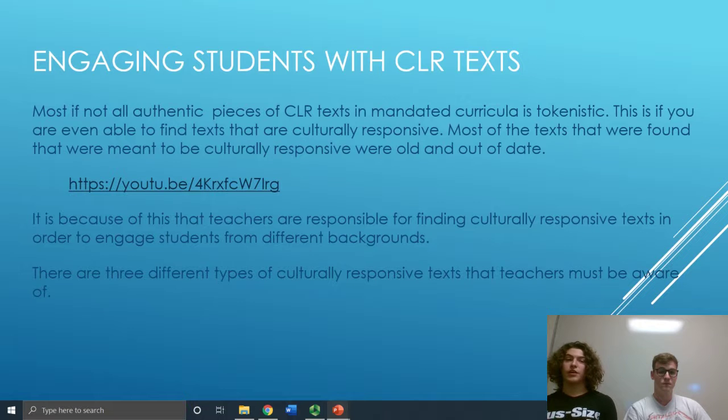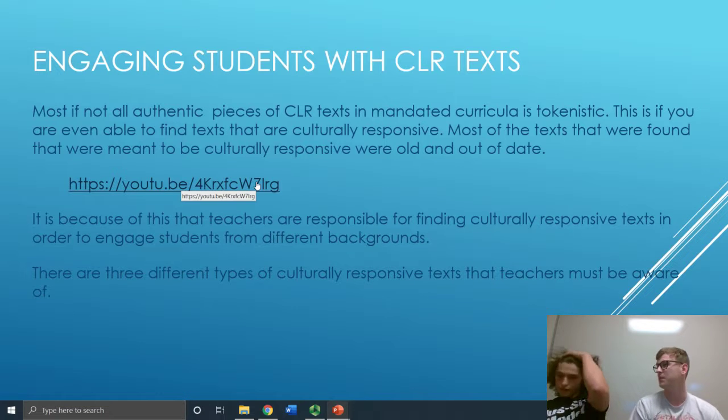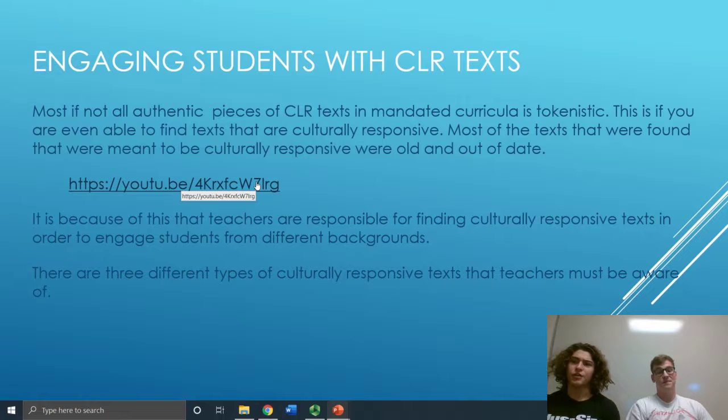Engaging students with CLR text. So most, if not all, pieces of CLR text in mandated curricula are tokenistic. This is if you are even able to find texts that are culturally responsive. Most of the texts that were found, like that were said in the chapter, that were meant to be culturally responsive were old and out of date. So real quick, just so you guys have a perspective, those texts were like from the 50s and 40s, right? Yeah, or even from the 90s for that matter. These things change very often. Very old texts.